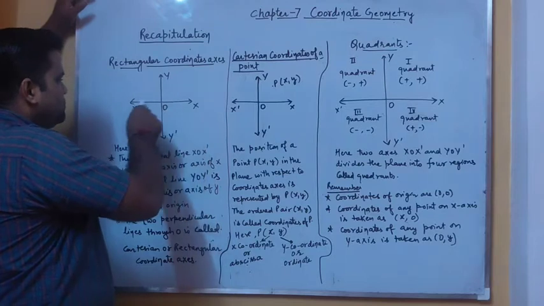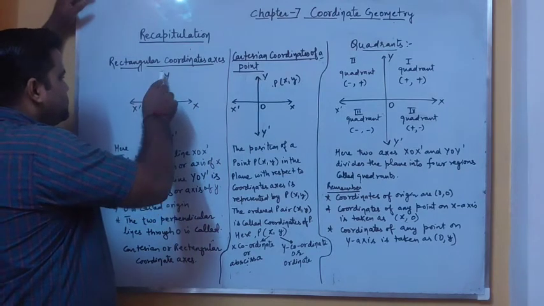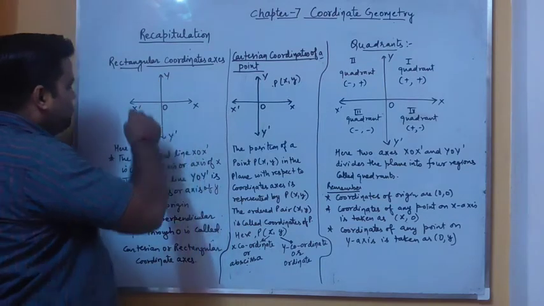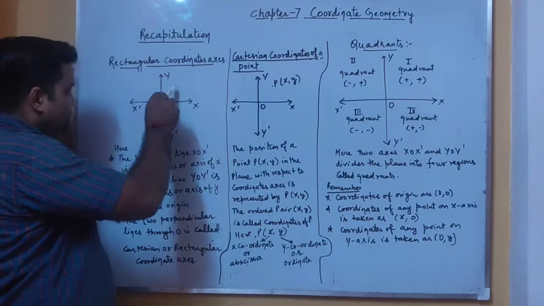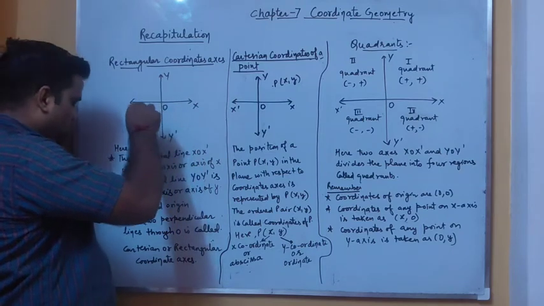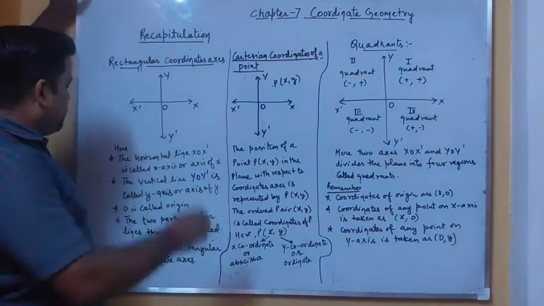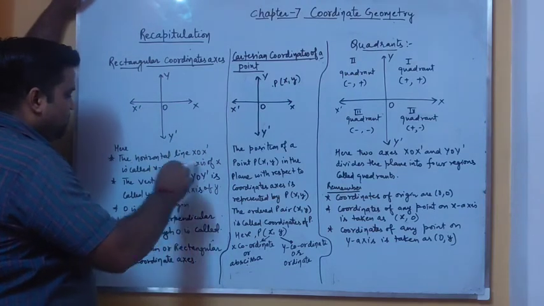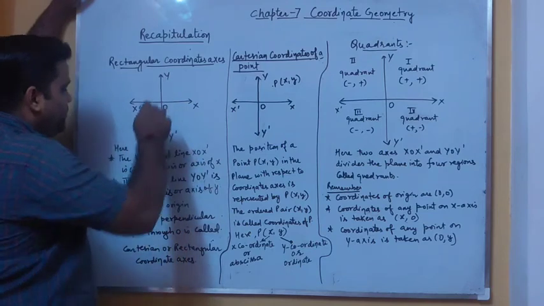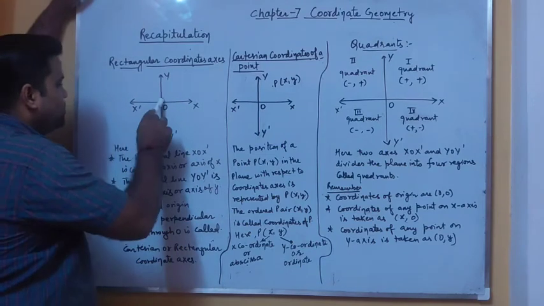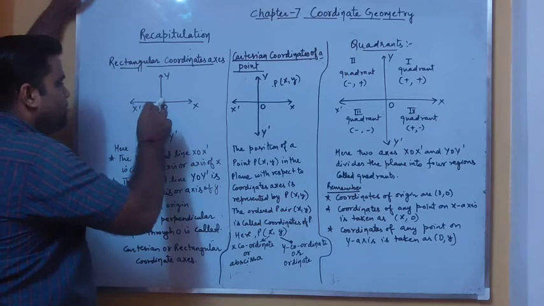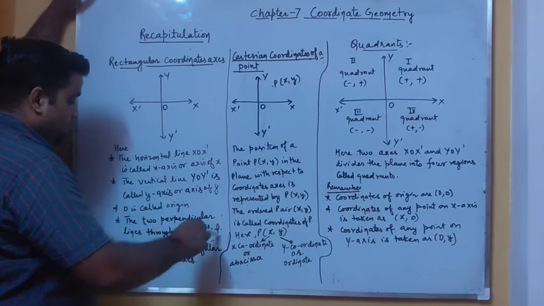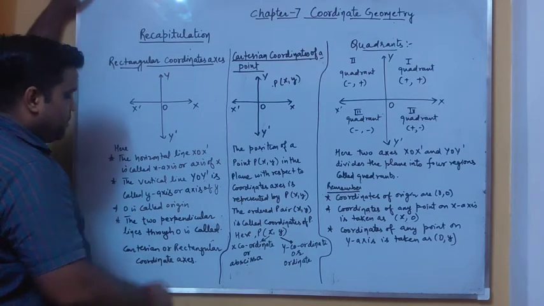Here two lines XOX' and YOY', which are mutually perpendicular to each other at point O, form the coordinate axis, which is called the rectangular coordinate axis or Cartesian axis. This line XOX' is called the x-axis or axis of x. Similarly, the vertical line YOY' is called the y-axis or axis of y, and this point O, where the two lines are mutually perpendicular to each other, is called the origin. So the two perpendicular lines through O are called the Cartesian or rectangular coordinate axis.